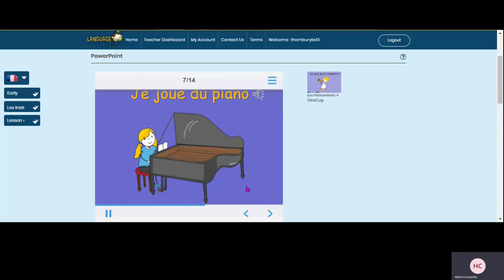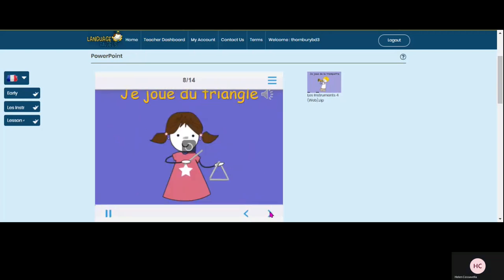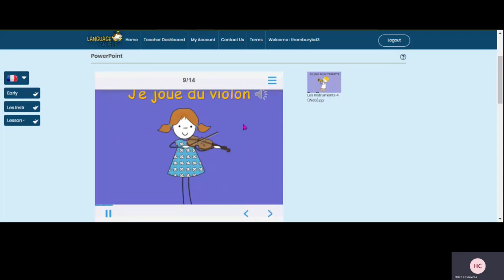If you have a look at this one, I'm going to point to this word here. Can you see it says du? Now, normally the piano is le piano, not la piano. When you get a le word, you just use du. You don't use de le piano, it is just du piano. Again, it should be le triangle, so it becomes je joue du triangle. And again, if I look here, it should be le violon, but it's going to be je joue du violon, not de le, just the word du violon.